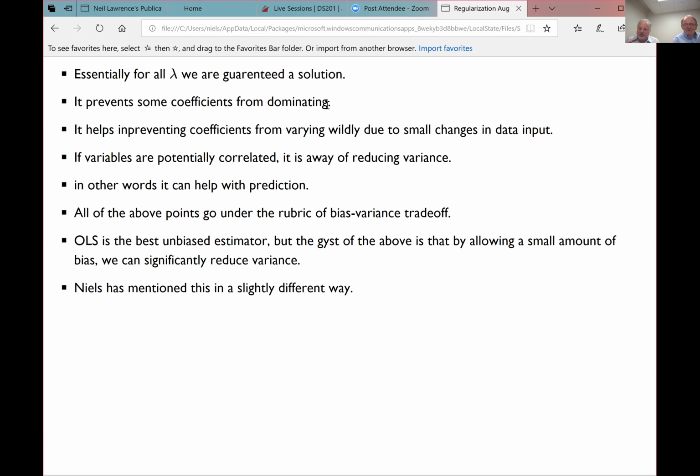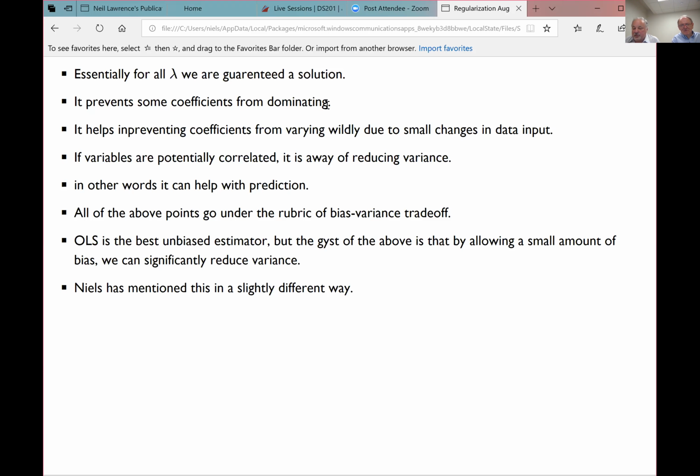It kind of forces some of the noise that might be brought into the coefficients to go away. So the point of this is definitely to help with prediction. And this is another example of bias-variance trade-off, which Niels has discussed in a slightly different context. There's a very famous theorem, I think it's called the Gauss-Markov theorem, that says that if you want an unbiased linear model, ordinary least squares is the best. It's going to be the best unbiased, and unbiased means it has, on average, the right mean.